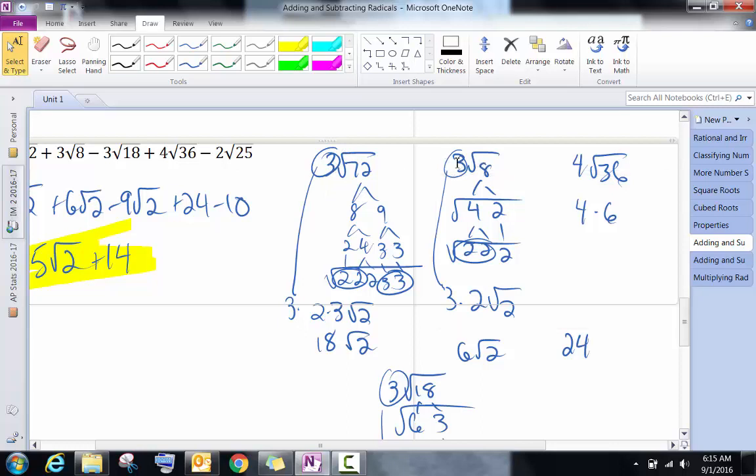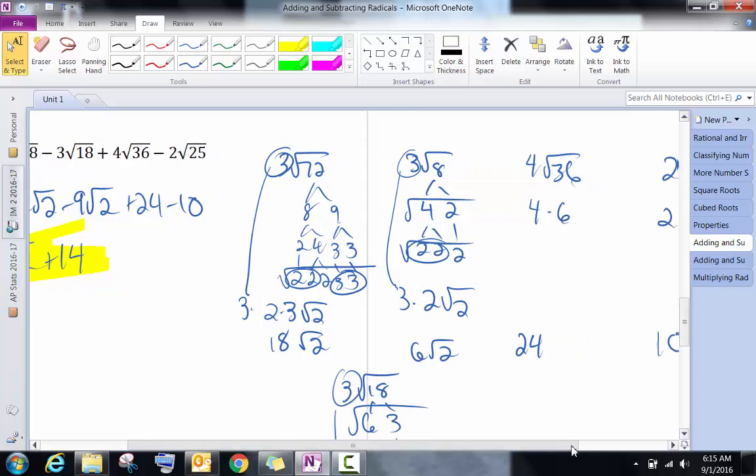Same thing here, 3 times the square root of 8. So we bring down our 3. 8 breaks into 3 2's, so we have a pair of 2's. We bring out a 2. This 2 doesn't have a pair, so it stays inside. And 3 times the 2 on the outside is 6, so 6 root 2.